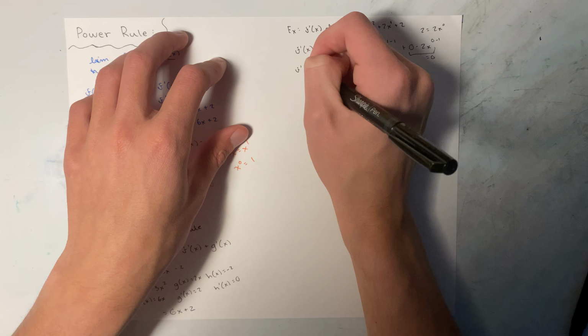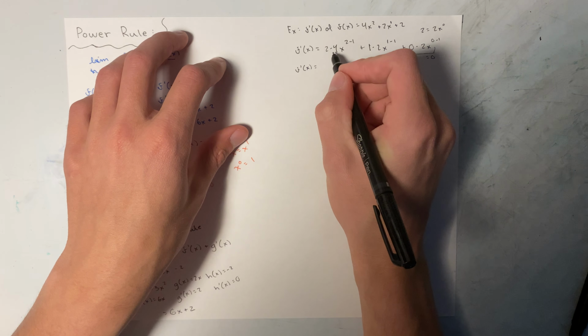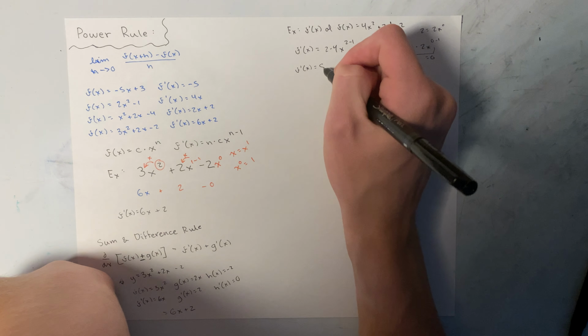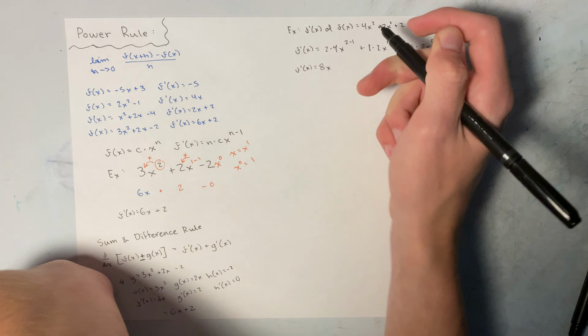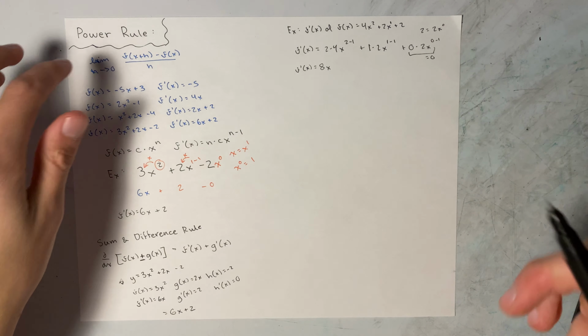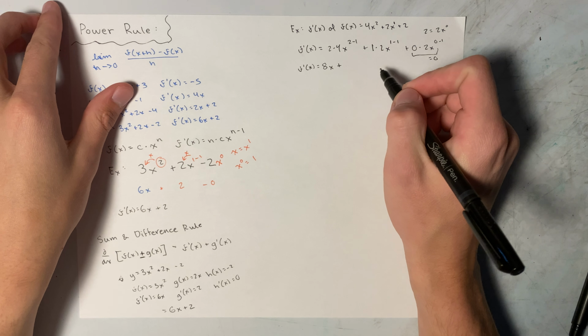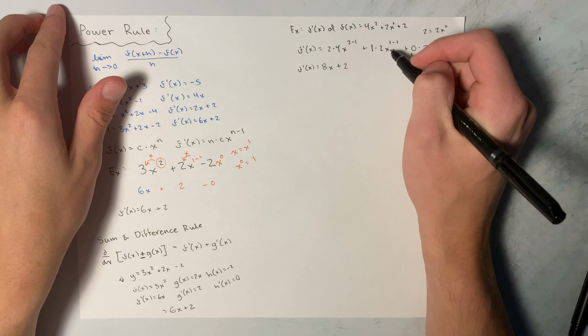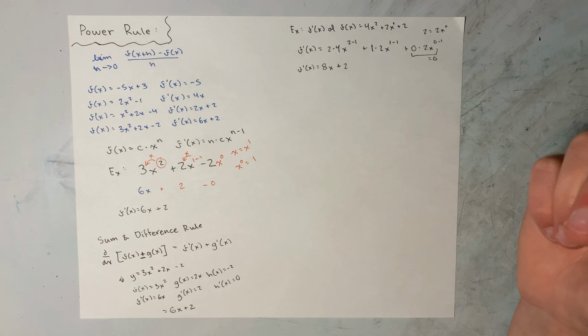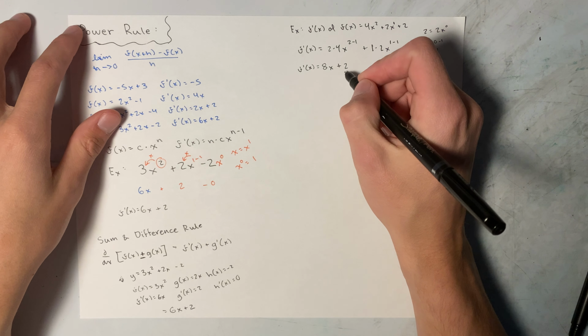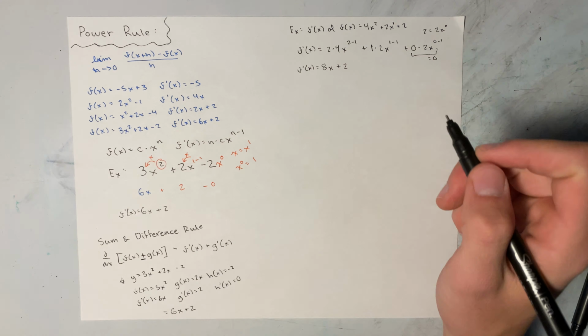So we can say the derivative of this is just going to be equal to 2 times 4 is 8, so 8x, 2 minus 1 is just 1. x to the 1 is the same thing as just writing x. So 8x plus, in this case, 1 times 2 is just 2, and then x to the 1 minus 1 is x to the 0, which is just 1. So this is it. It's just 8x plus 2.